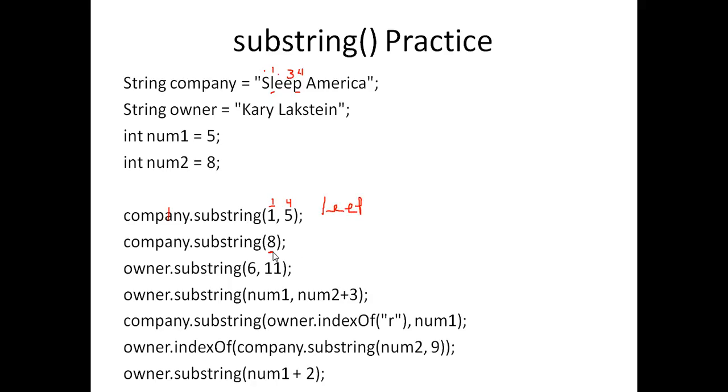This one, substring 8. So we're looking for the 8th position in the company variable. So we have 4, 5, 6, 7, 8.